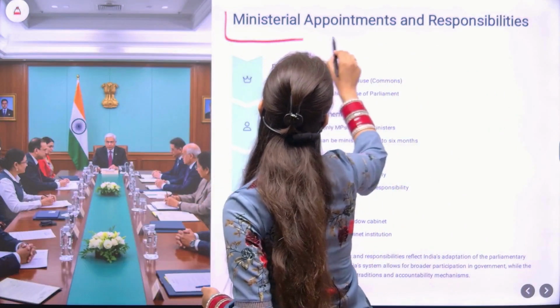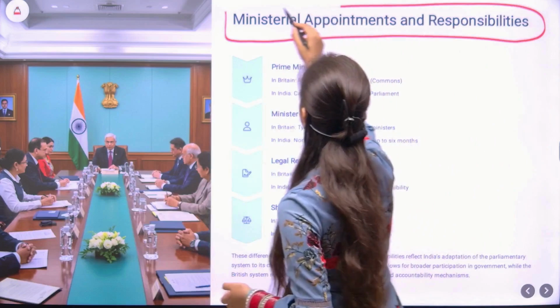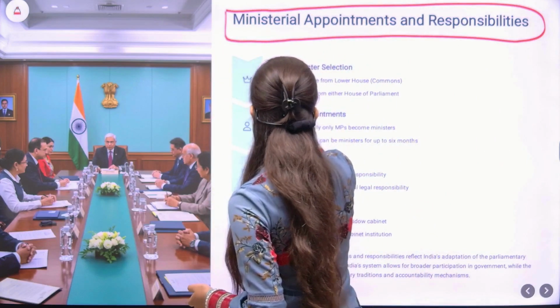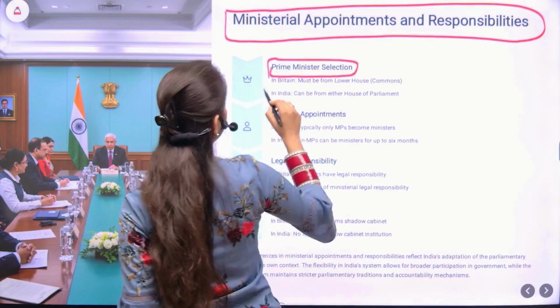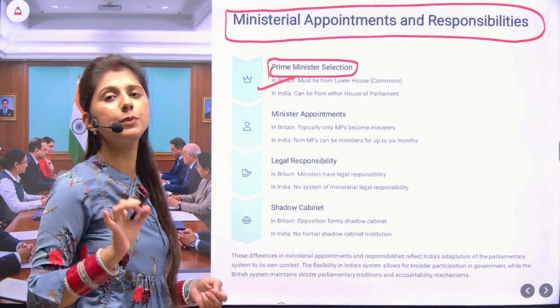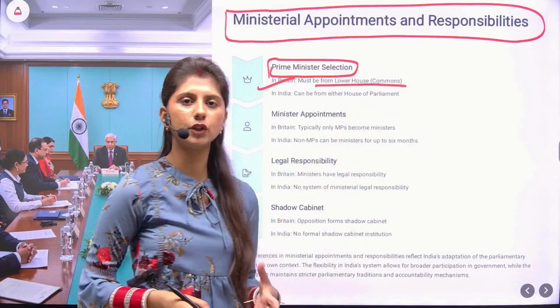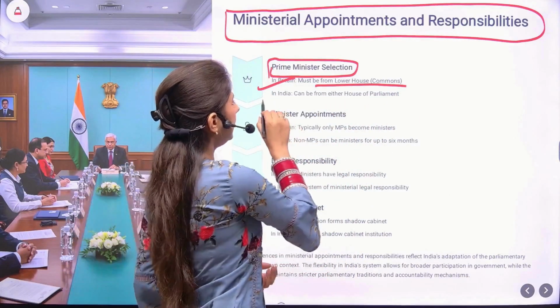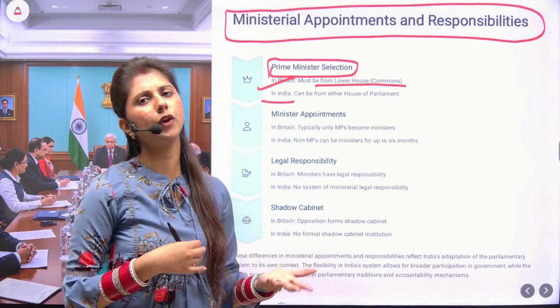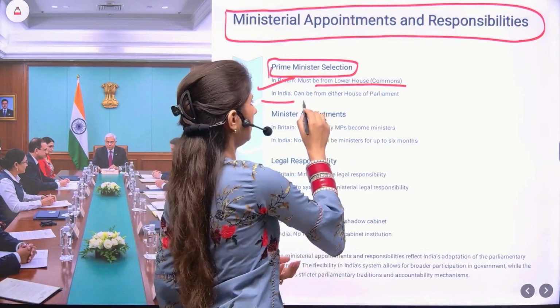Next parameter is the ministerial appointments and responsibilities. How is the Prime Minister chosen? In Britain, the Prime Minister must be from the lower house. The lower house is known by the name of House of Commons. But in India, the Prime Minister can be from either house of the Parliament.